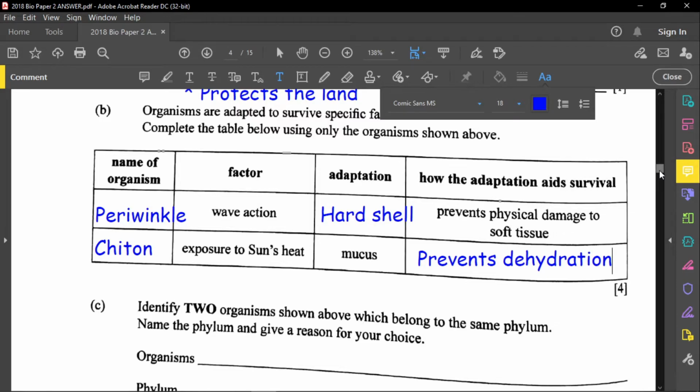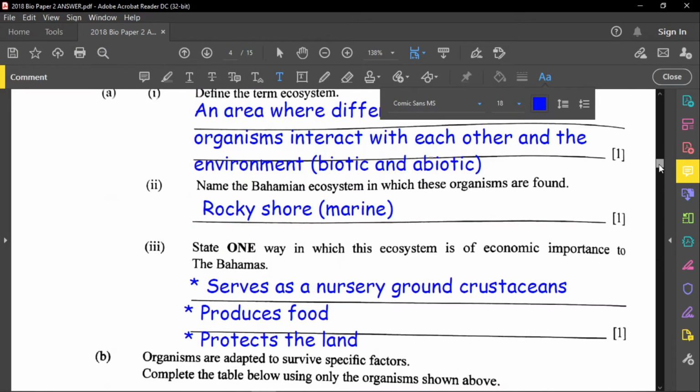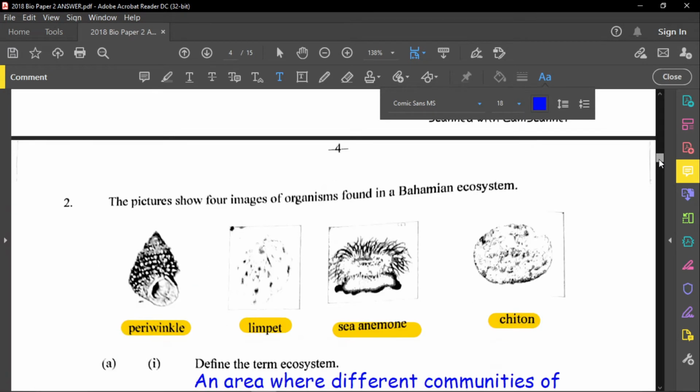All right, now for part C. Part C states: identify two organisms shown above which belong to the same phylum. If you watched a previous version, you'd realize that I listed them as invertebrates, which they are because they don't have a backbone, but we're going to narrow it down and make it more specific. Here we have the periwinkle, the limpet, and the chiton. They're all mollusks, but the sea anemone belongs to the cnidarians. So it is a cnidarian.